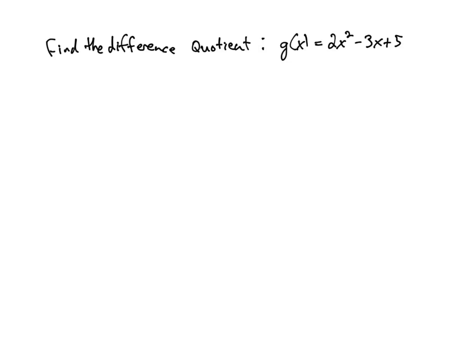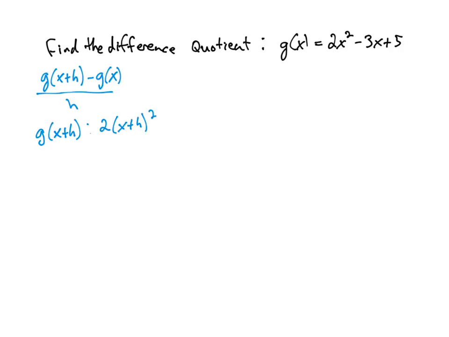So find the difference quotient for g of x equals 2x squared minus 3x plus 5. So again, f of x plus h minus, well, I shouldn't say f here because our function is named g. So g of x plus h minus g of x all over h. So let's go ahead and find g of x plus h first. So 2 times x plus h squared minus 3 times x plus h plus 5.